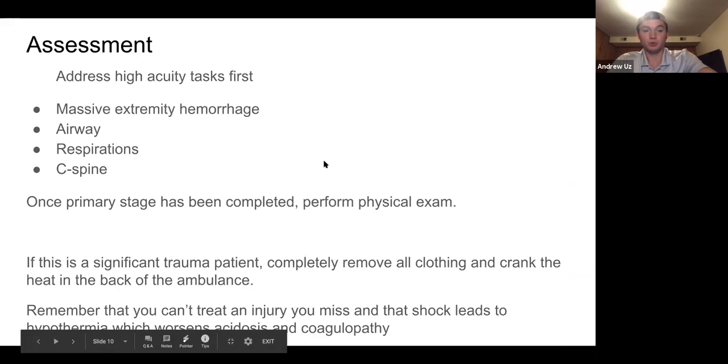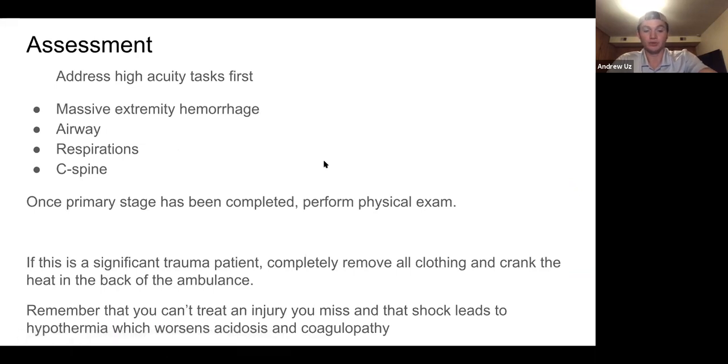So when we do run across these patients, and again, normally this is your falls, your car wrecks, things like that, we're going to go ahead and go through our MARCH algorithm, which is for all trauma patients. The first thing we do is stop massive extremity hemorrhage. A pelvic fracture is less important if you're bleeding arterially from an extremity. So we're going to put tourniquets on if they need them, things like that. We'll go into airway and respirations, and then at that point, we can incorporate C-spine and spinal stabilization. After that, our major life threats that we need to address immediately are out of the way.